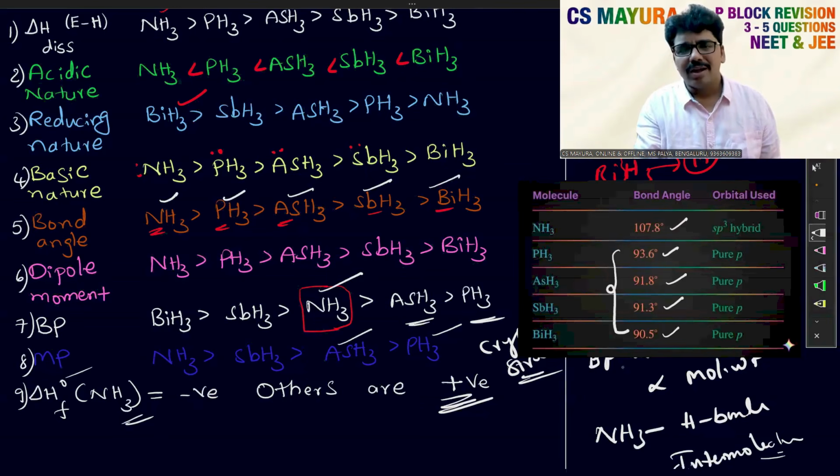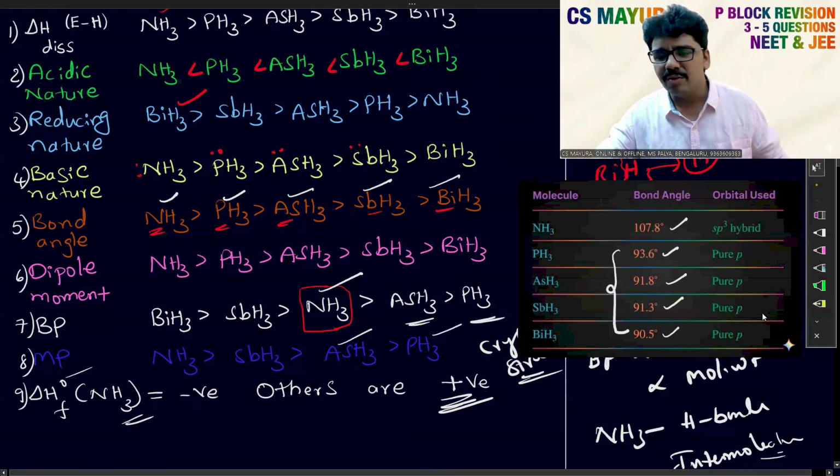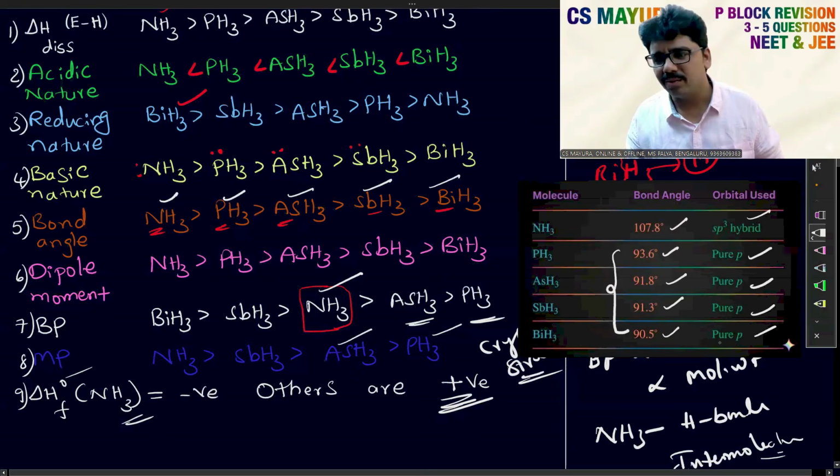So some atomic orbitals are involved in intermixing, right? That intermixing phenomenon is hybridization. In the case of phosphine, arsine, stibine, and bismuthine, the s orbital and p orbital energy difference is more. They can't be involved in hybridization. So hybridization is not applicable for them. So in the formation of these hydrides, pure p orbitals are involved. You can see on the screen, pure p orbitals are involved. In ammonia, sp3 hybrid orbitals are involved in the formation, but in phosphine, arsine, stibine, and bismuthine, pure p orbitals are involved.